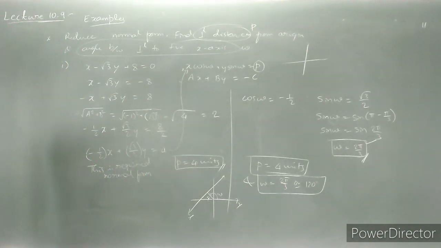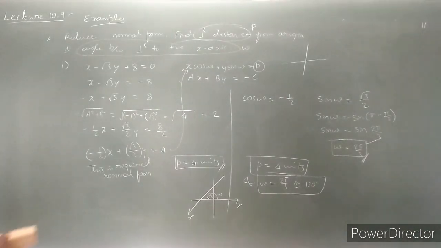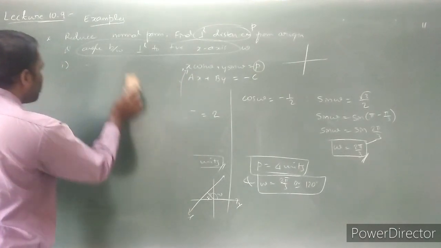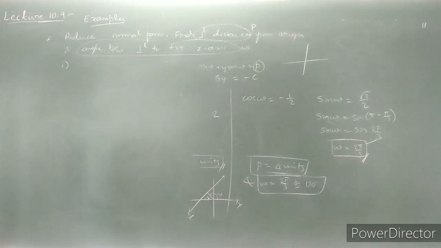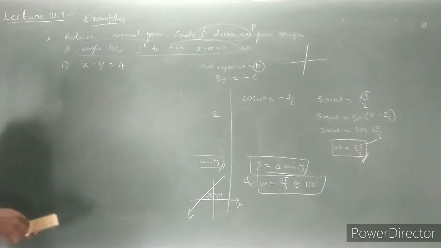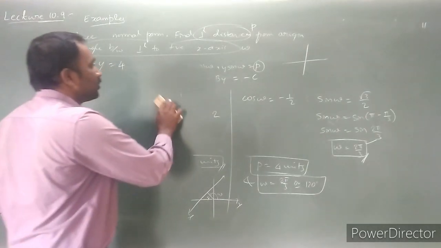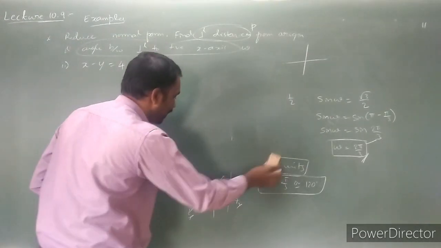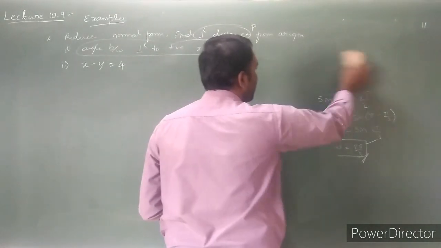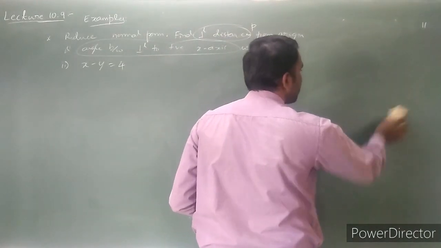Are you clear? In the same manner, take one more problem. You can easily find it. How to find that? I just change this equation. Can you find it? That is x minus y is equal to 4. Try to reduce it to the normal form and find the perpendicular distance as well as the omega. What do we get? Check it.